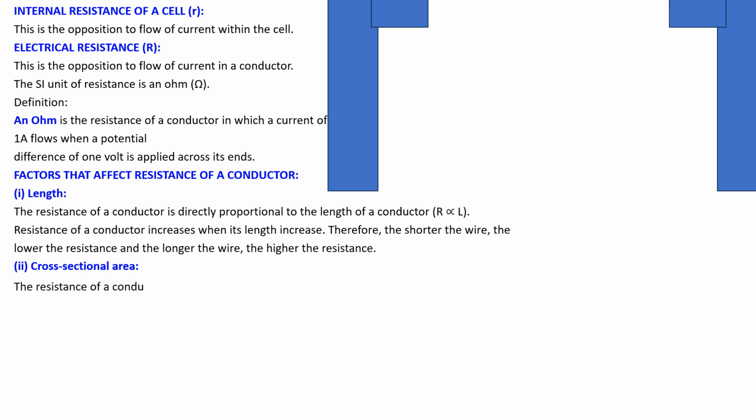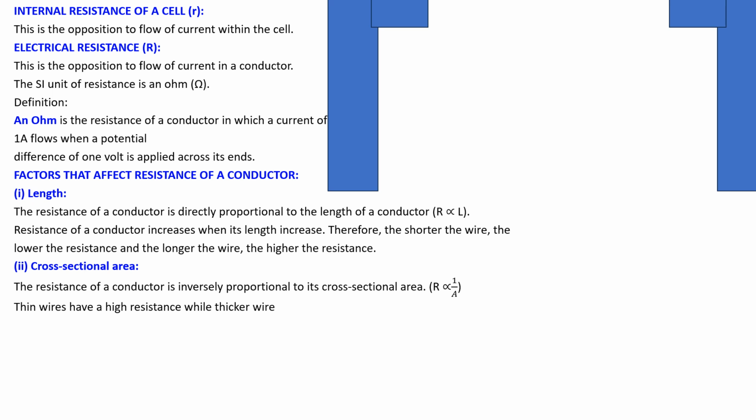How does cross-sectional area affect the resistance of a conductor? The resistance of a conductor is inversely proportional to its cross-sectional area. This means that when you increase the area, you're reducing the resistance, and when you reduce the area, you're increasing the resistance. So thin wires have a higher resistance, while thicker wires have a low resistance.